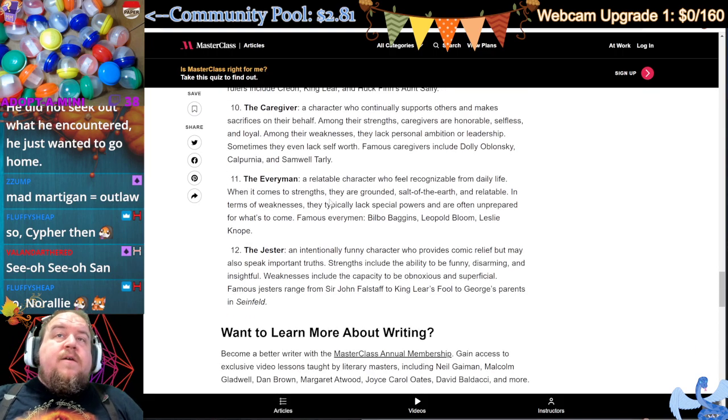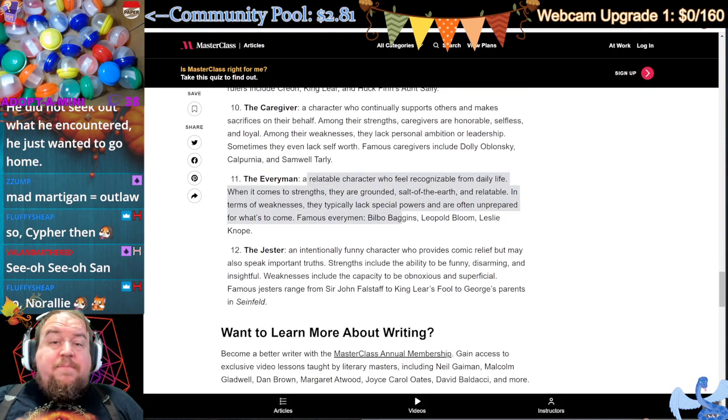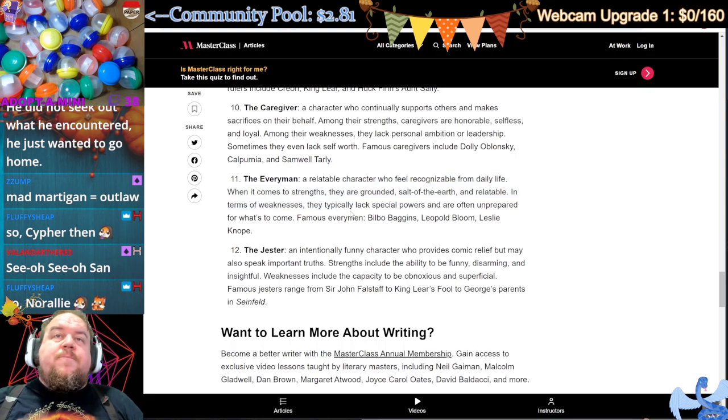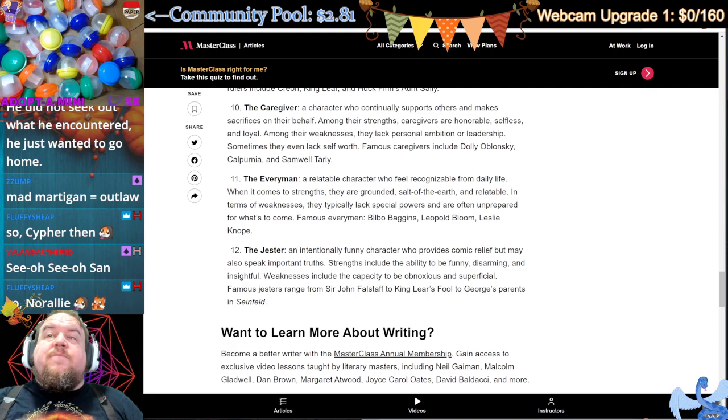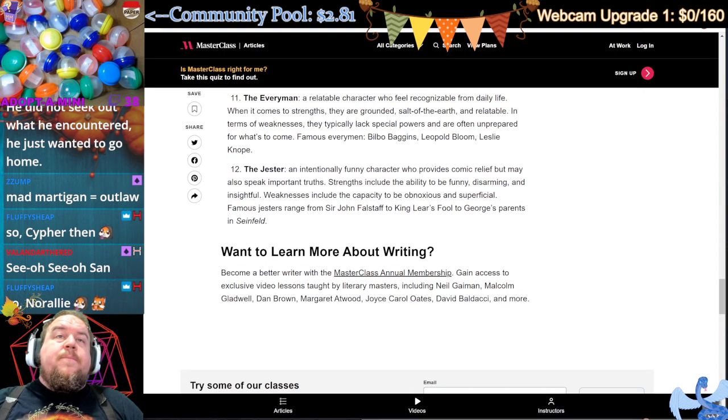The Everyman. Many main characters are the Everyman. The relatable character who feels recognizable from daily life. When it comes to strengths, they are grounded, salt of the earth, and relatable. In terms of weaknesses, they typically lack special powers and are often unprepared for what's to come. Famous everymen: Bilbo Baggins, Leopold Bloom, and Leslie Knope.